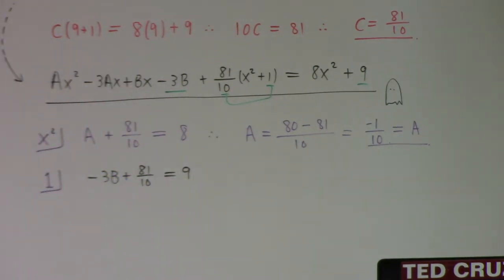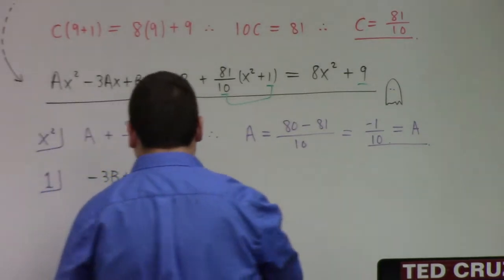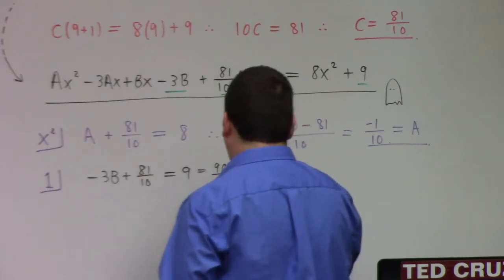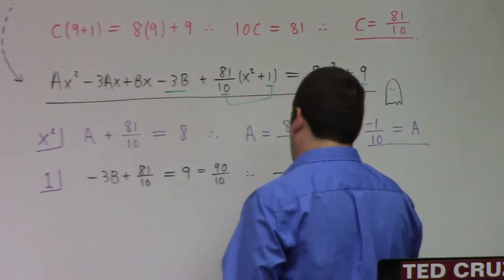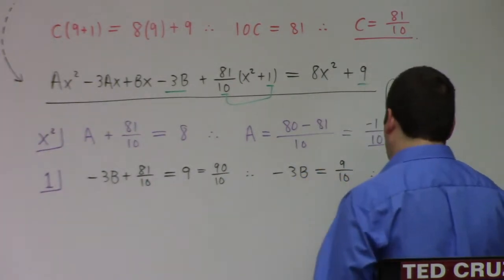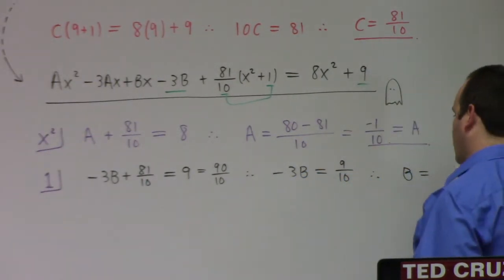Which, of course, we can solve for b, right? So b is equal to what? So 9 is 90 tenths, right? So therefore, minus 3b is equal to 9 tenths. Therefore, b is equal to minus 3 tenths.